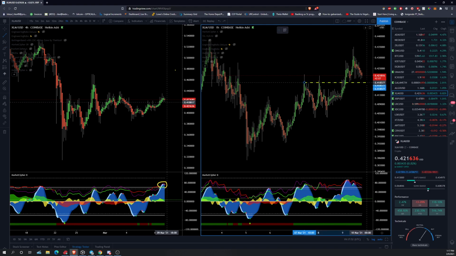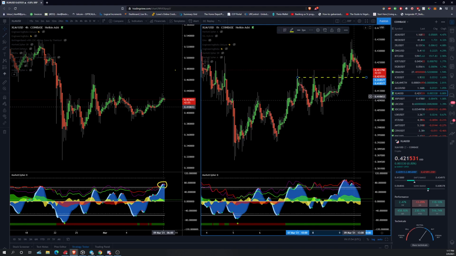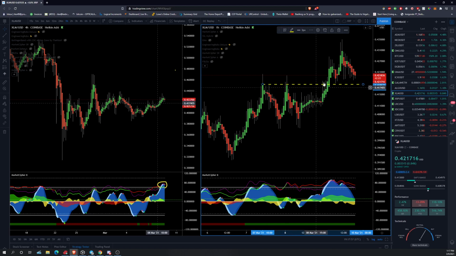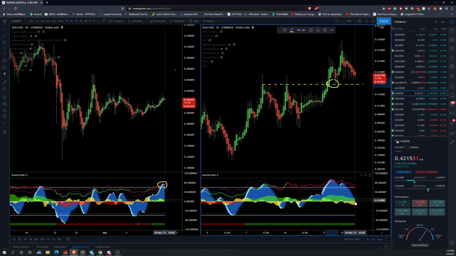This is why support and resistance levels are so important. If you know that this is support right here, then there's a pretty good chance it's going to come back and touch it. And it almost did right here. I don't know if you can call that a touch or not. It may be close enough to call it one.